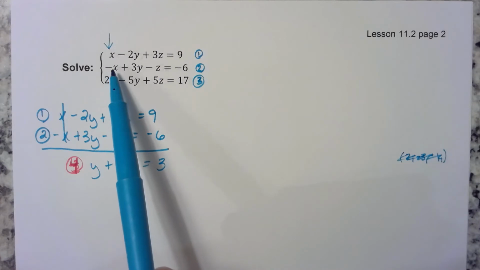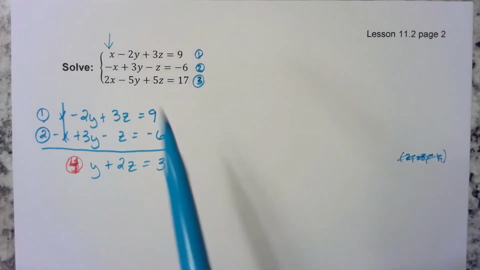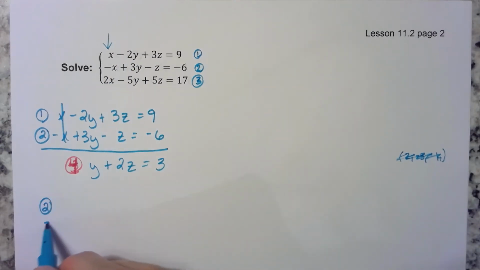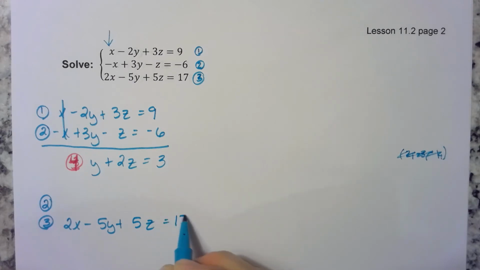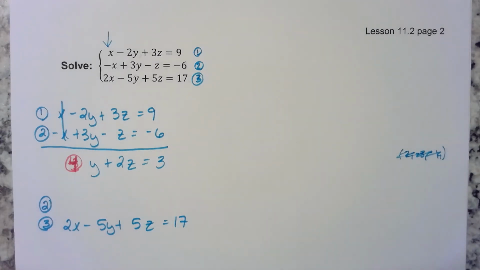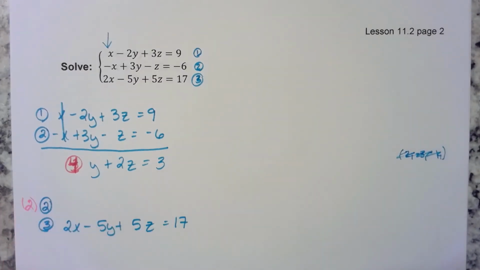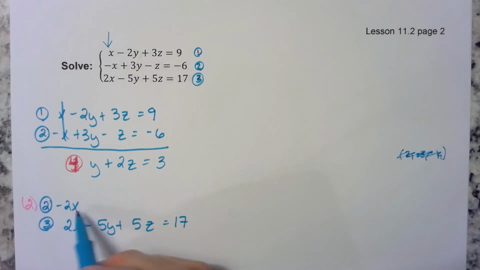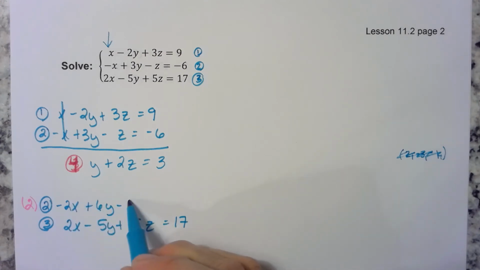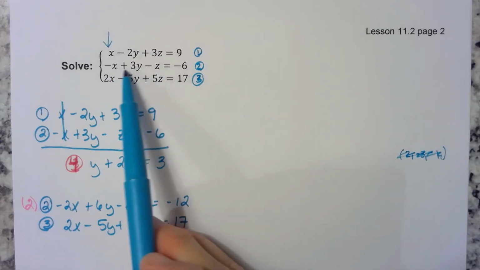Well, it looks like if we multiply equation 2, this one, by a positive 2, then our x's would eliminate, right? So this is what I'm going to do. I'm going to use equations 2 and 3. 3 gets to stay like it is. But equation number 2, I'm going to multiply by the number 2. So what I'm going to do is multiply everything in this equation by 2. So I have -2x, positive 6y, -2z, and -12. All I did was multiply everything in this equation by 2.